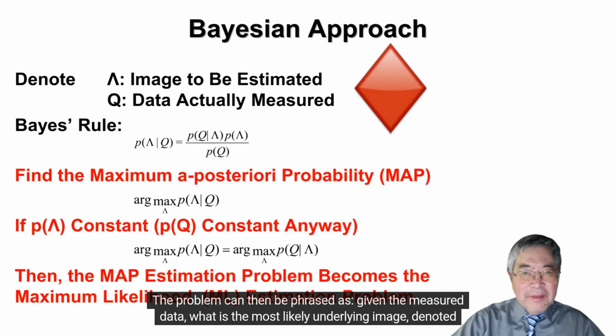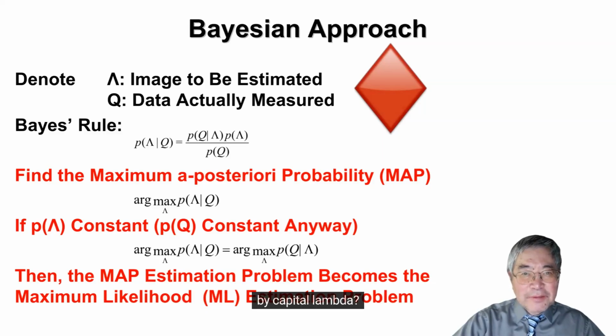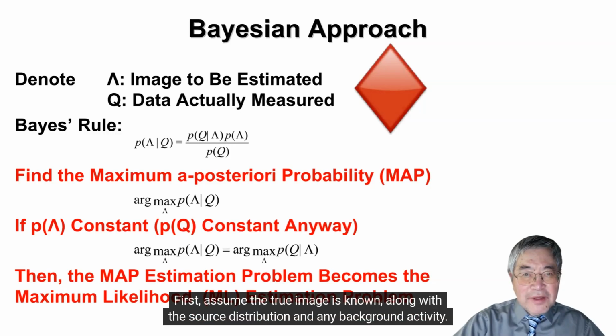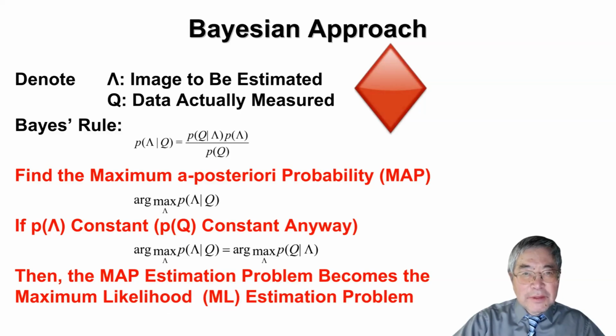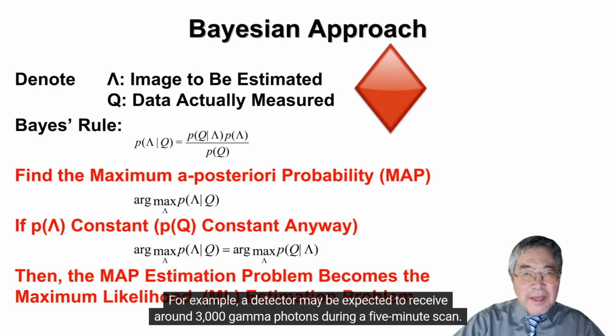The problem can then be phrased as, given the measured data, what is the most likely underlying image, denoted by capital lambda? This probability depends on several factors. First, assume the true image is known, along with the source distribution and any background activity. If we also know the imaging geometry, then we can predict what each detector should record. For example, a detector may be expected to receive around 3,000 gamma photons during a 5-minute scan.